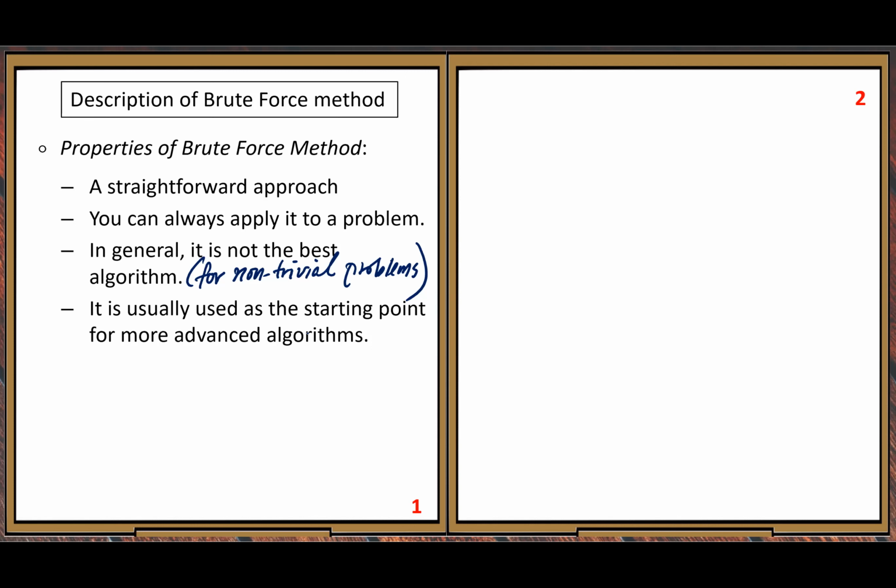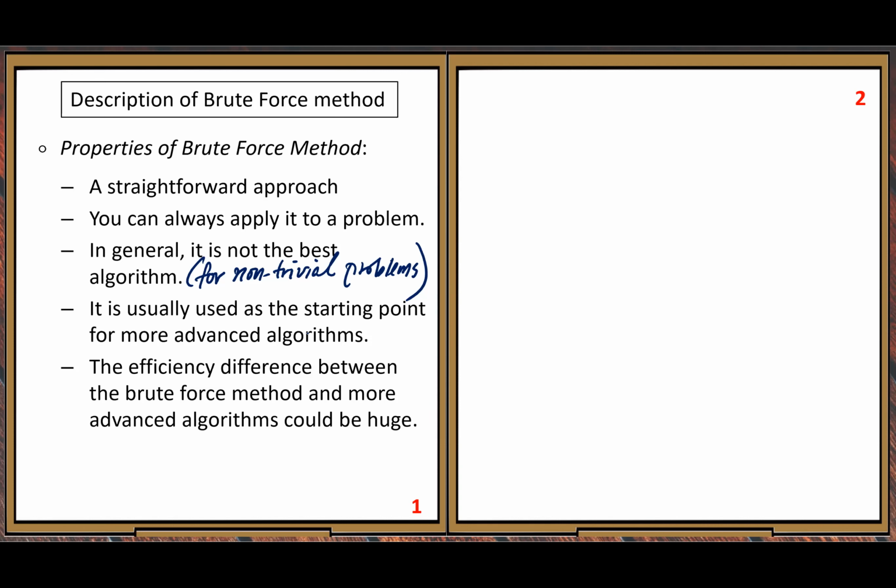We know this could not give us a good solution. We do not expect the best solution, but even not a good solution. The efficiency difference between the brute force method and a more advanced algorithm could be huge. This is from the experience, from our polynomial problem. So we have seen this point from the polynomial problem.